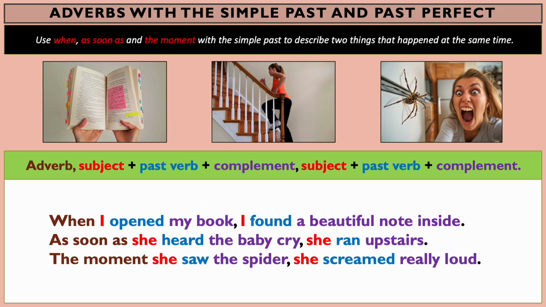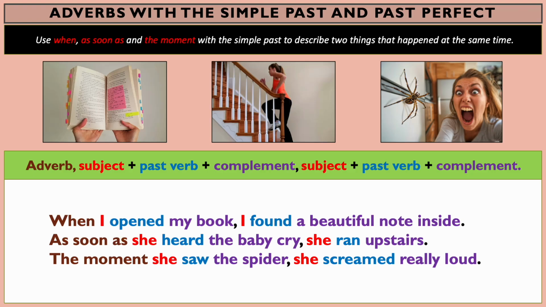Use when, as soon as, and the moment with the simple past to describe two things that happen at the same time. For this, you need an adverb plus a comma plus a subject plus a past verb plus a complement plus another subject plus a past verb plus a complement. For example, when I opened my book, I found a beautiful note inside. As soon as she heard the baby cry, she ran upstairs. The moment she saw the spider, she screamed really loud.